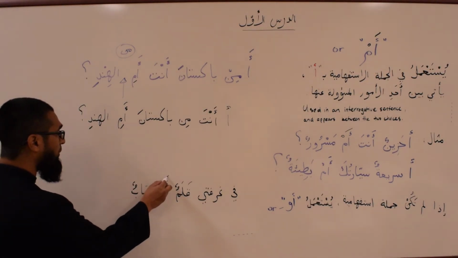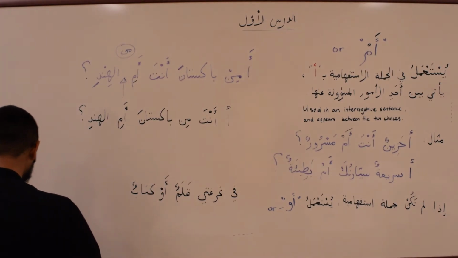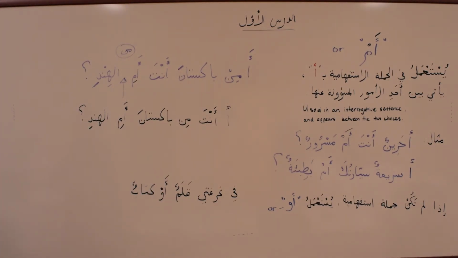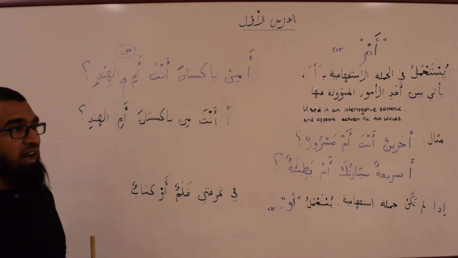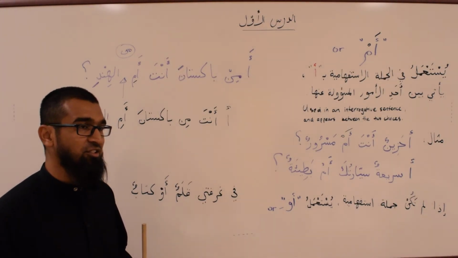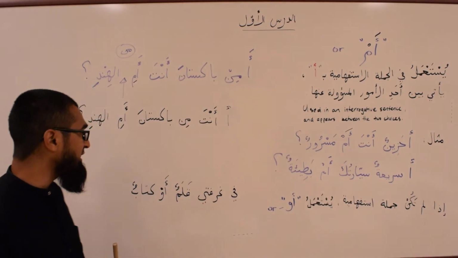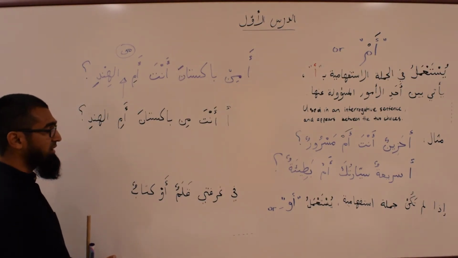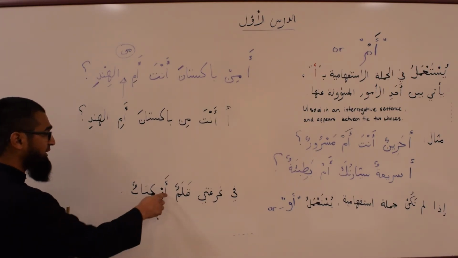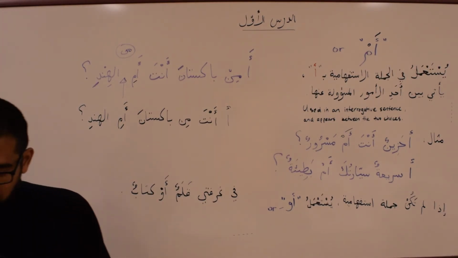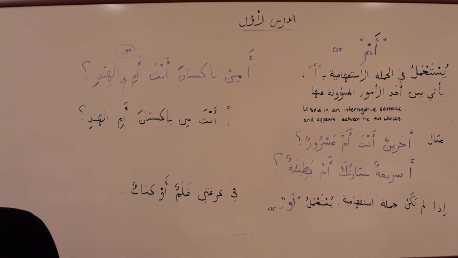Notice we use أو كتاب. And the reason for that is because there's no question here. You're not asking a question. You're telling someone that there's either a pen or a book in your room. Okay, so this is fine. You can use aw. And you'll find other examples.